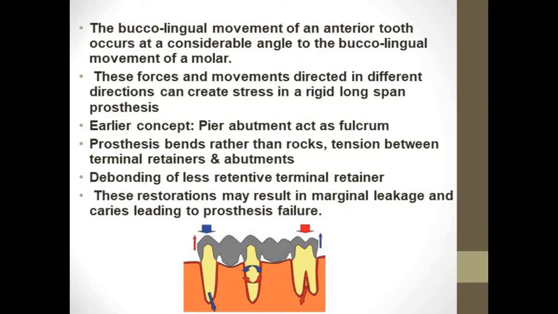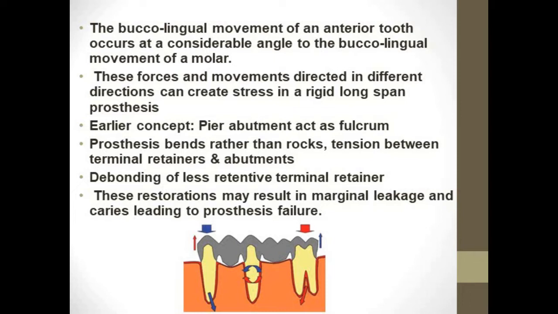Now in a pier abutment case, because of the curvature of the arch, the buccolingual movement of an anterior tooth occurs at a considerable angle to the buccolingual movement of a molar. So when these forces and movements are directed in different directions on the anterior and the molar, they can create stress around the abutment as well as between the abutment preparation and their respective retainers.